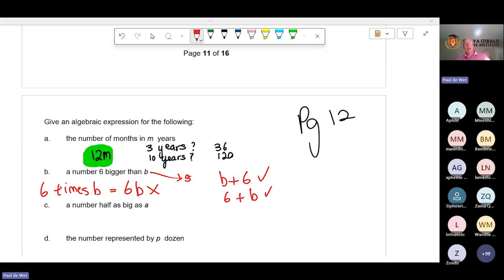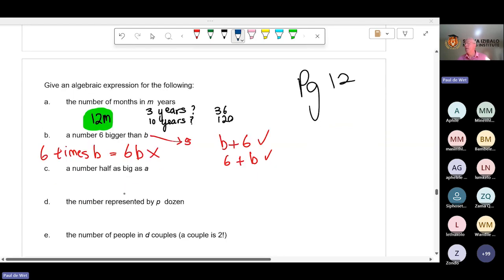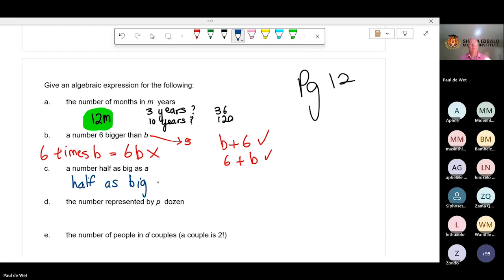Okay, all right. So guys, B plus 6. A number half as big as A. Now, if you want a number half as big as a number, what must you do to the number? No, 2A is not it. 2A means 2 times A. All right. Give me a number half as big as 6. Half as big as 6 is 3. Well done, Shaheen. Well done, Nomfundo.